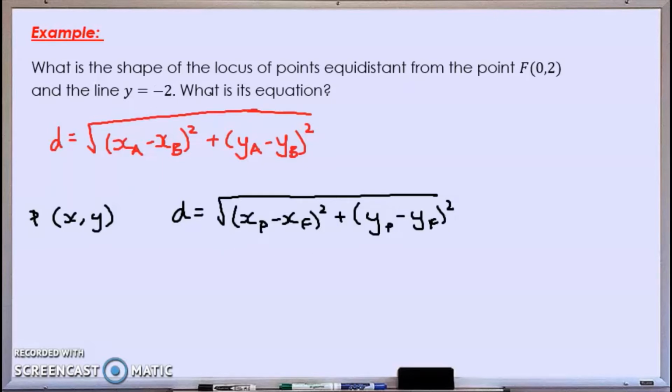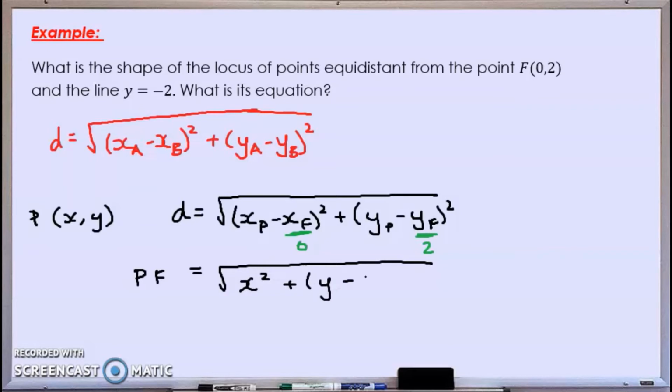And in this circumstance, my point is at 0, 2. So therefore, this value here at the focus is 0, and this value here at the focus is 2. So the distance between P and F will be the square root of x squared plus y of my point minus 2 all squared.